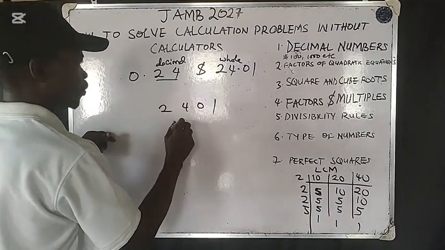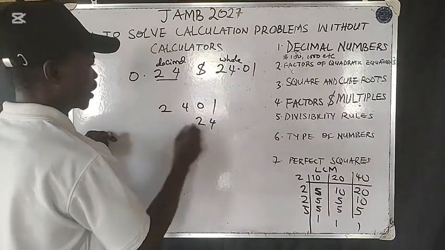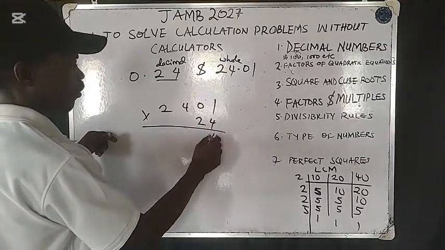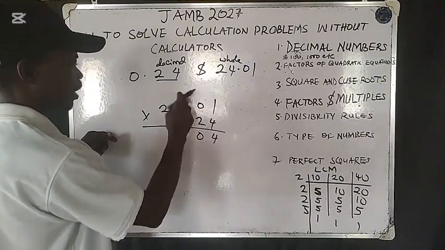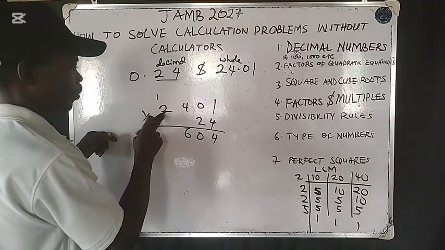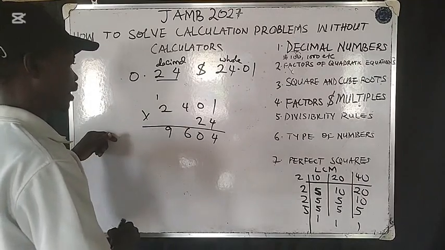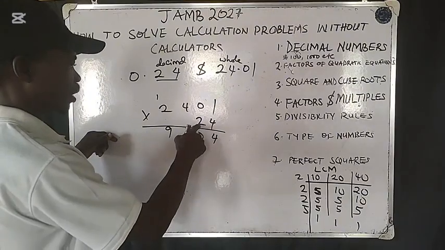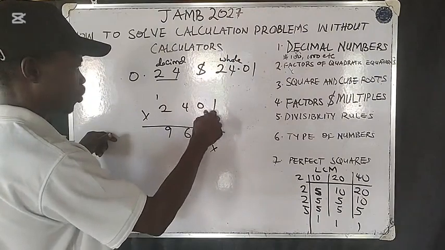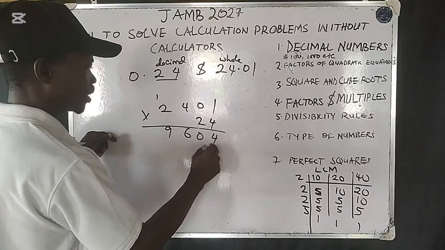So this one, you take it as 24, right? Then you multiply 4 times 1, 4. 4 times 0, 0. 4 times 4, 16, carry 1. 4 times 2 plus 1, 9. So you are done with the first number, right? So you move to the second one. You are done with this 4. So asterisk, don't put anything there again.